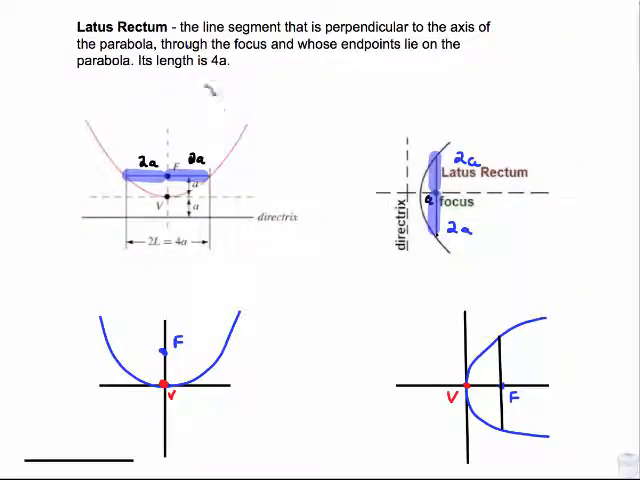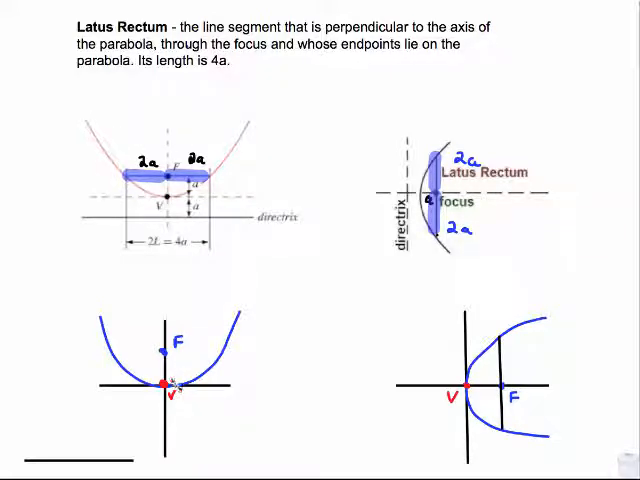All right, we have a new term to look at here. The latus rectum is the line segment that is perpendicular to the axis of the parabola, the axis of symmetry, through the focus and whose endpoints lie on the parabola. So this is already drawn out for us. Let me show you exactly what I'm talking about here.